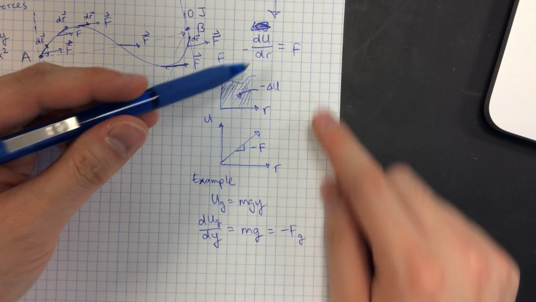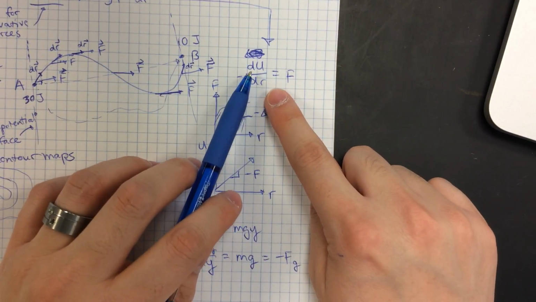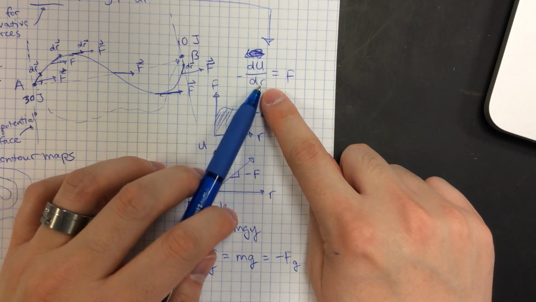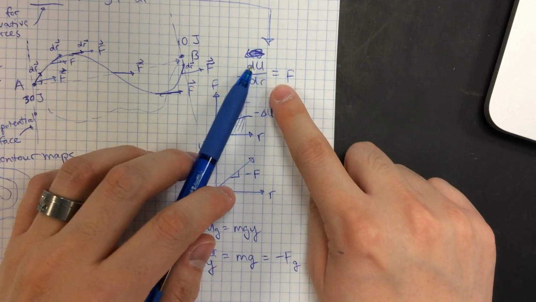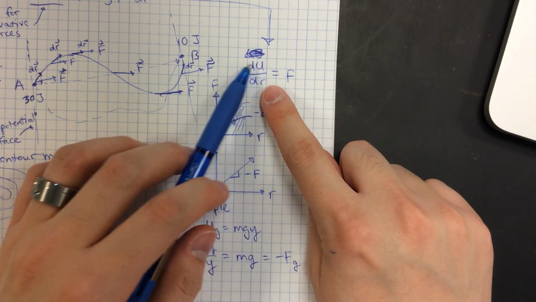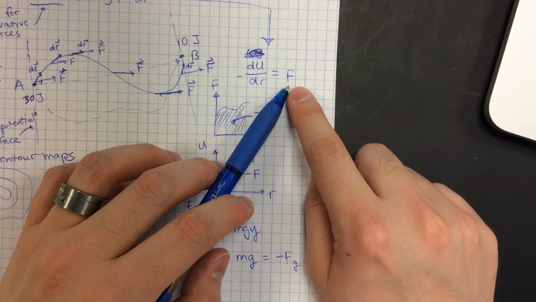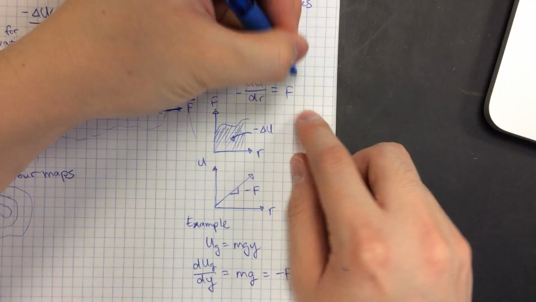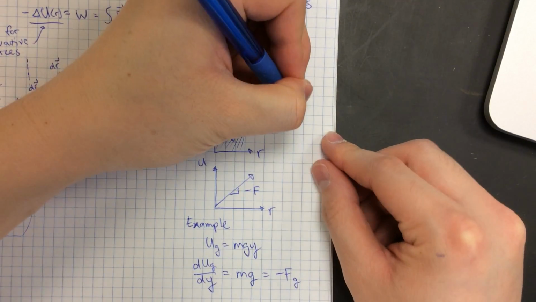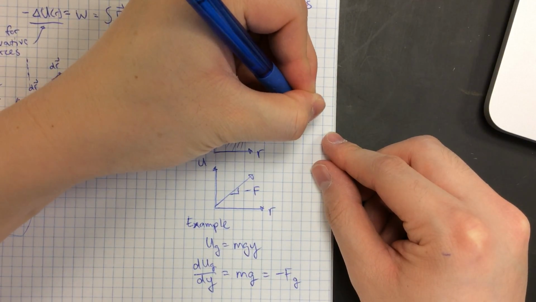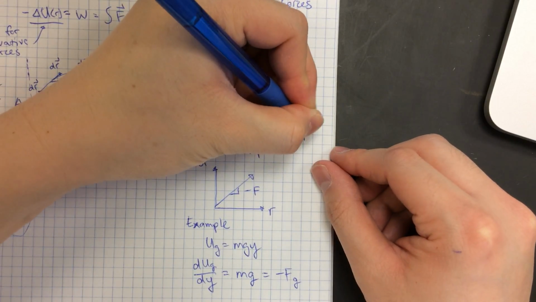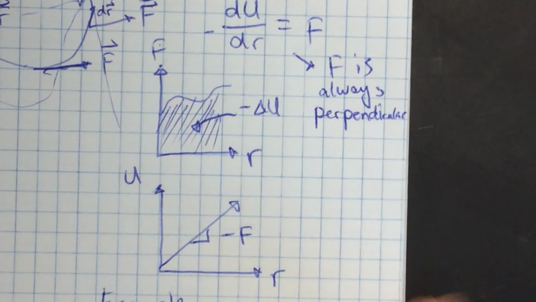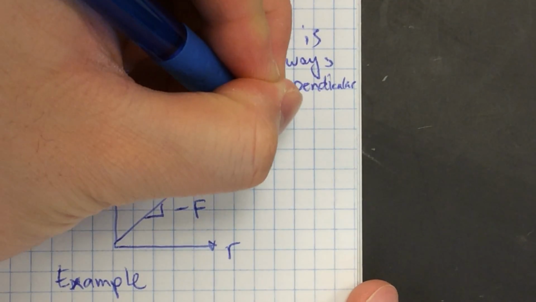So what this tells you is that you only have potential energy change in the direction of the force, which means that you should have no potential energy change in directions perpendicular to your force. In other words, this implies that F is always perpendicular. Oh goodness. Can you guys read that? F is always perpendicular to equal potential lines or surfaces.